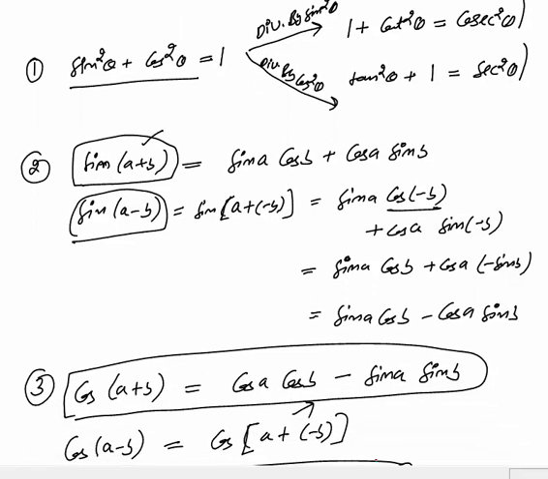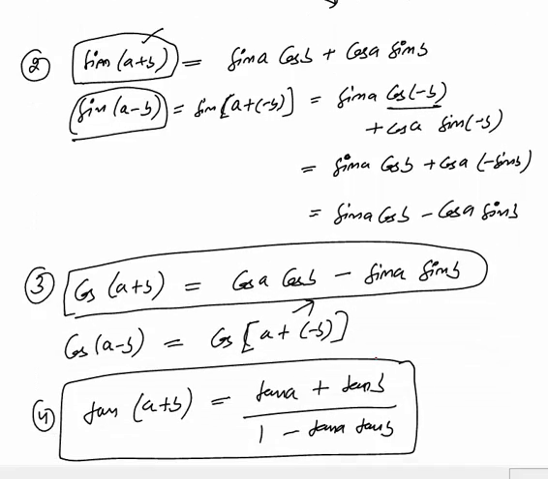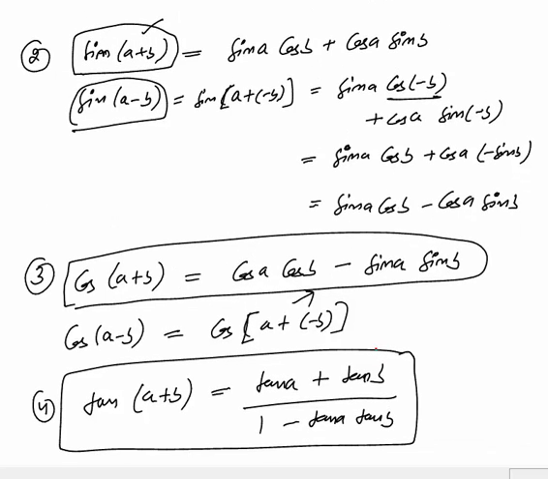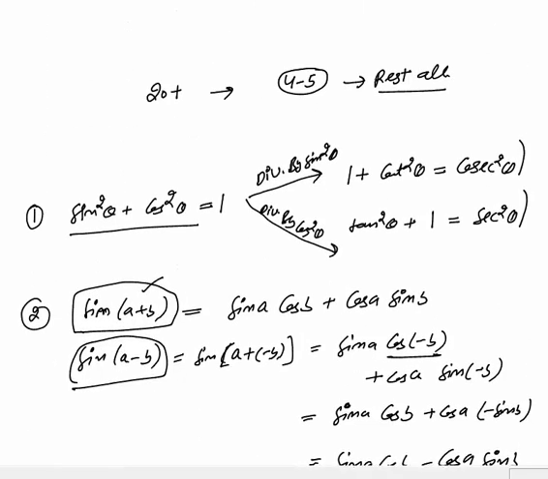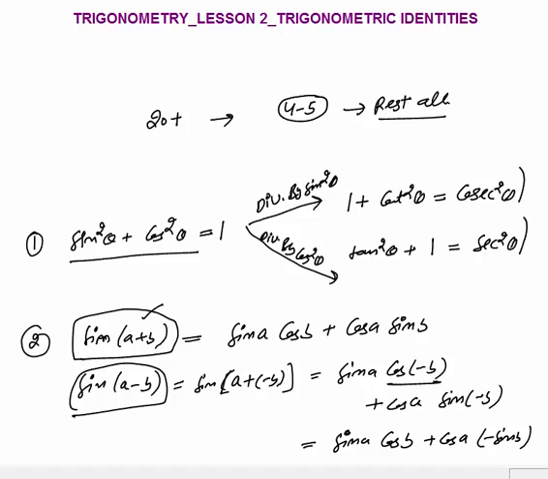Sine square theta plus cos square theta is 1. Sine A plus B, cos A plus B and tan A plus B. A minus B you can always calculate by putting B as minus B. And the rest of the whole formulas I will let you know how to derive from these four formulas.